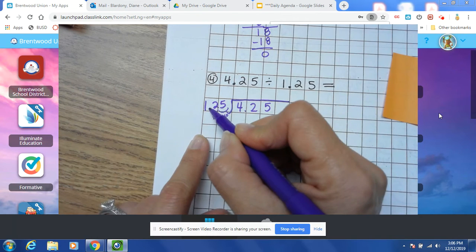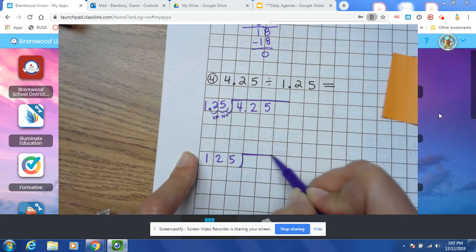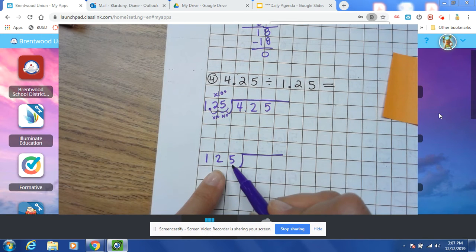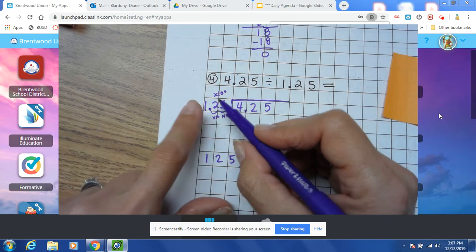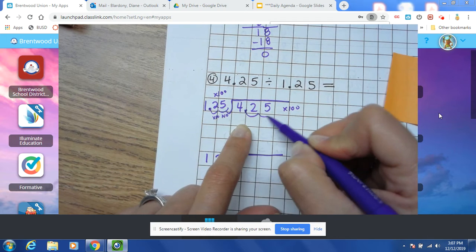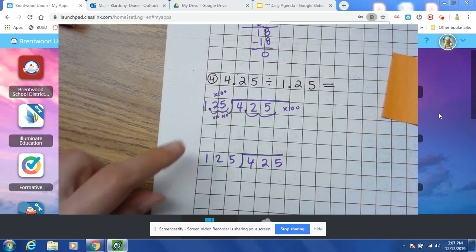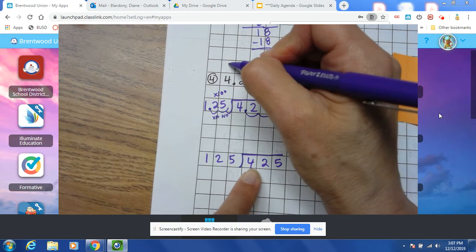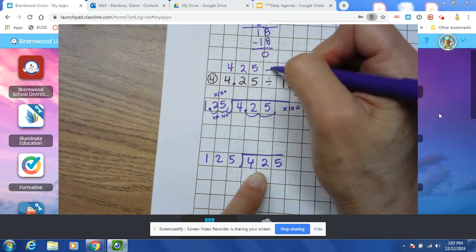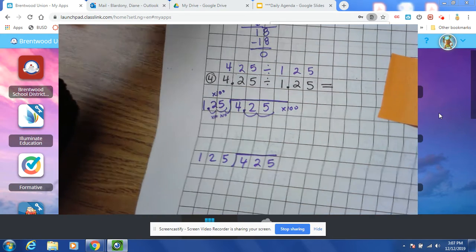So when I turn 1.25 into the whole number 125, in essence, I am multiplying this number by 100 to get that number. I need to then multiply this number by 100, right? Moving the decimal point over 2 times. I end up with a whole number 425. So again, just for practice, right? This is an equivalent expression. 4.25 divided by 1.25 is the same thing as 425 divided by 125. Okay?